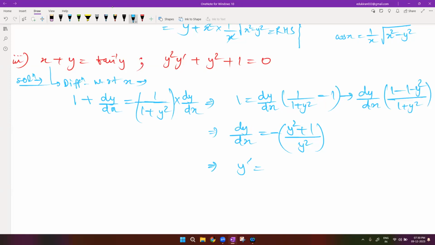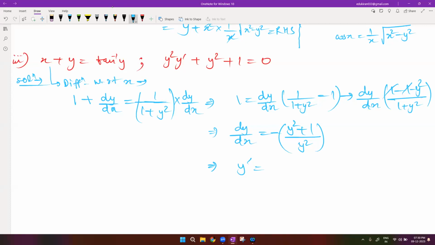Right? 1 will get cancelled out. This will be minus y square upon 1 plus y square. And I am sending this to the left hand side. So 1 plus y square, or y square plus 1, will become numerator, and minus y square will become denominator. So this minus has been taken outside. This is like this. Okay.